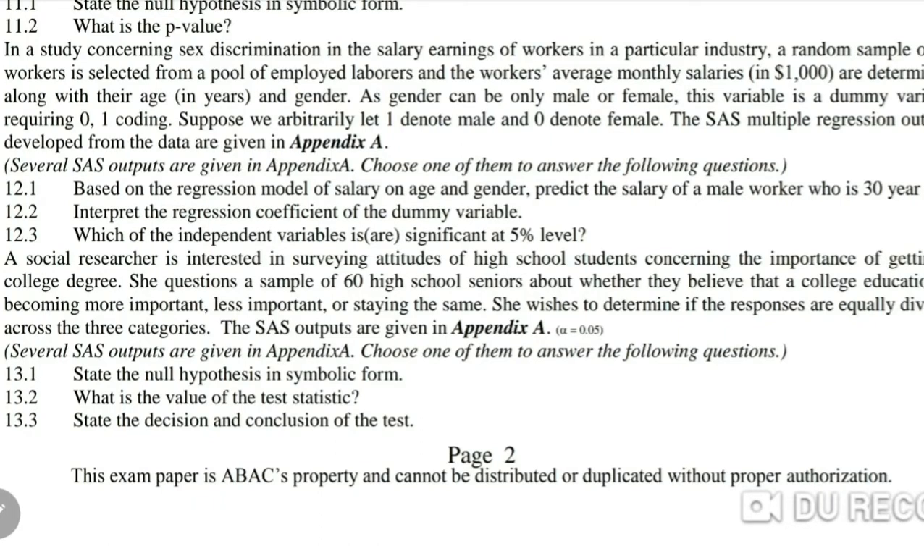So dummy variable refers to multiple regression requiring 0 or 1 coding, right? Suppose we arbitrarily let 1 denote male and 0 denote female, okay, coding. The set of multiple regression outputs developed from the data are given in Appendix A. Several outputs are given in Appendix A. Choose one of them to answer the following question.